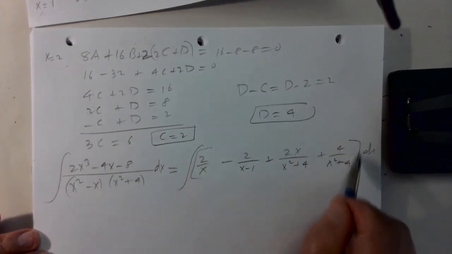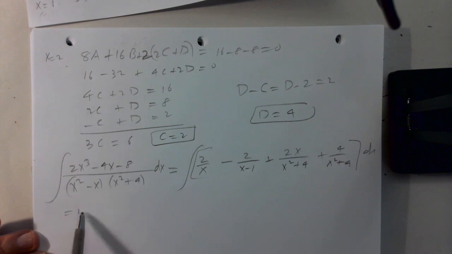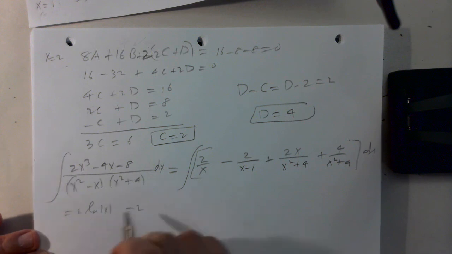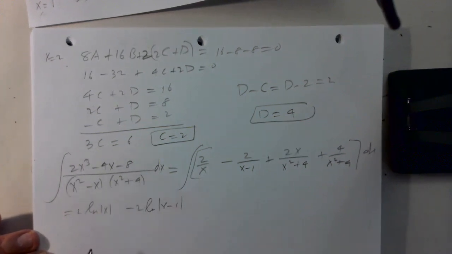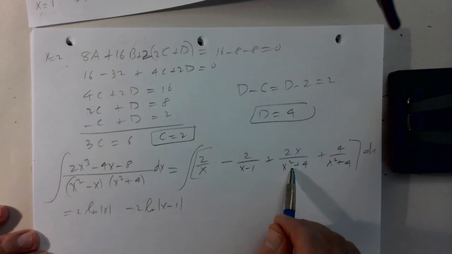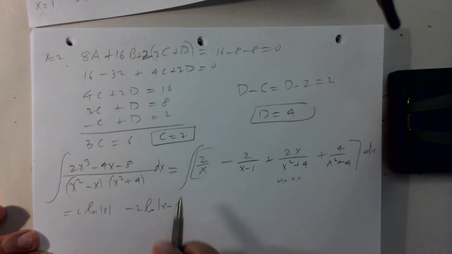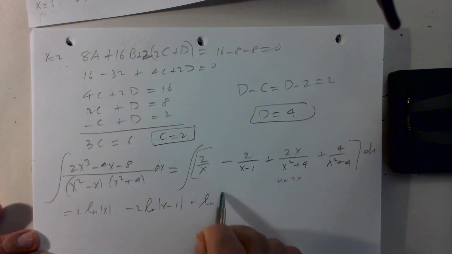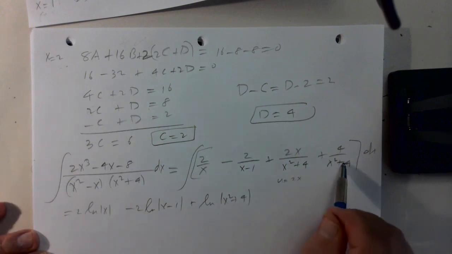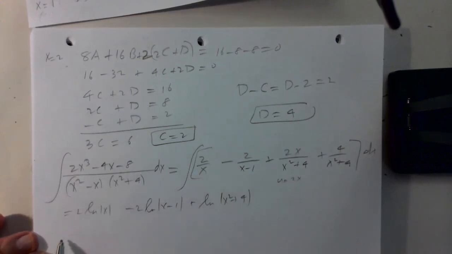We integrate term by term. The first term is 2 times the log of x. The second term is minus 2 times the log of x minus 1. When we integrate this, we make a substitution, u equals x squared plus 4, and we get the log of x squared plus 4. And here, let me do that one separately, the integral of 4 over x squared plus 4 dx.